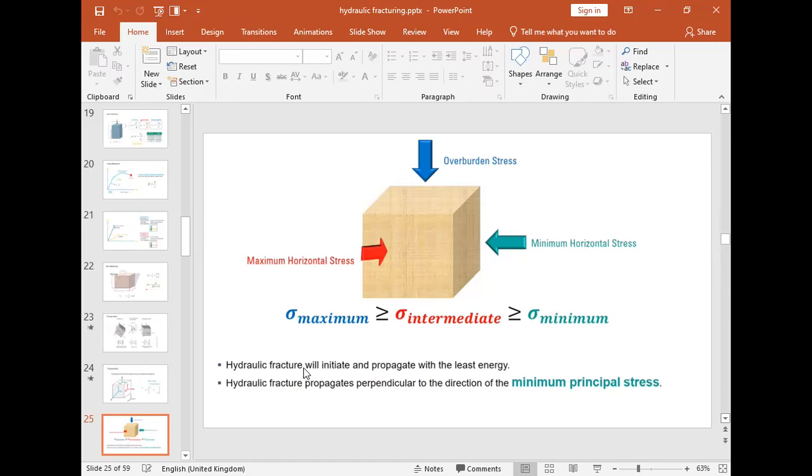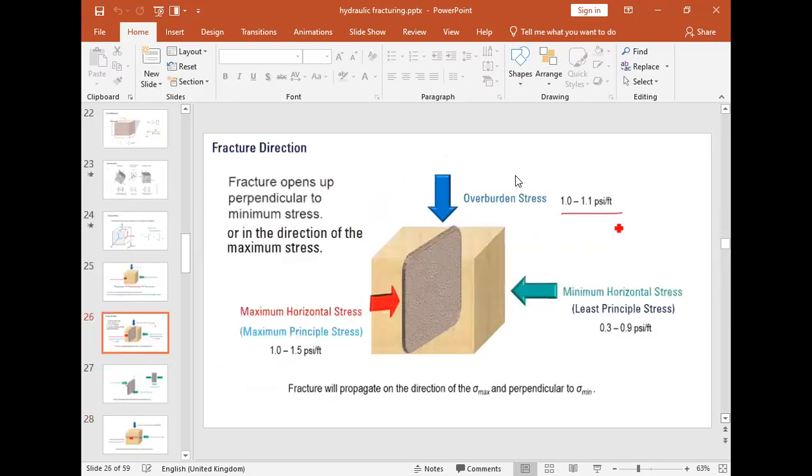So we have here, hydraulic fracturing will initiate and propagate with the least energy. So it is initiating in the direction of the least energy. That means it is initiating in the direction of the lowest stress. That's where the fracture is propagating. And generally, it will propagate in the direction of the minimum principal stress, or the minimum horizontal stress. All right. So what we have here is talking about our fracture direction.